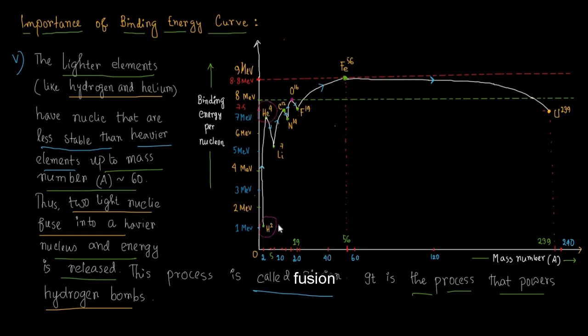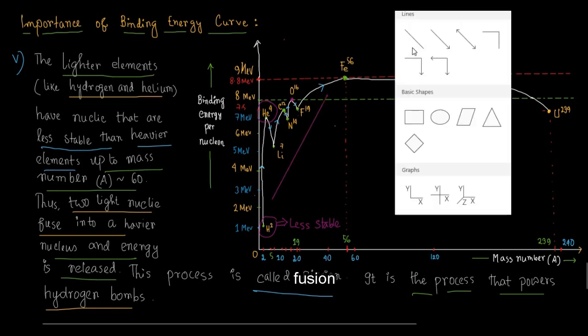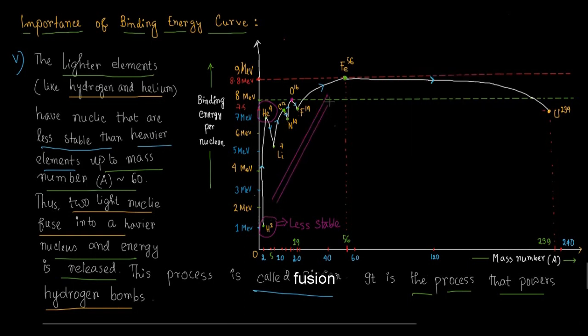On the binding energy curve, hydrogen is a less stable nucleus. We can denote the direction along which nuclear fusion will occur. That means two or more lighter nuclei will fuse into a heavy nucleus along this direction. This is the direction along which nuclear fusion will occur.